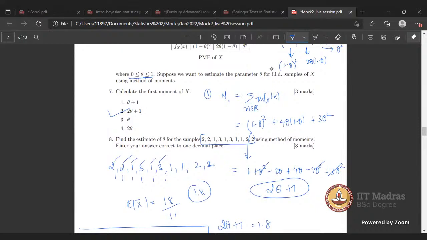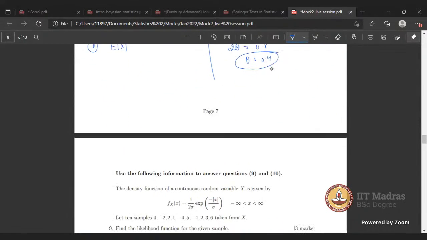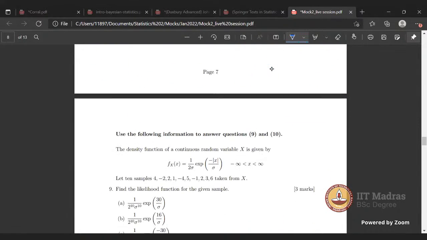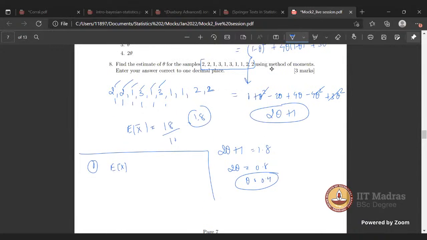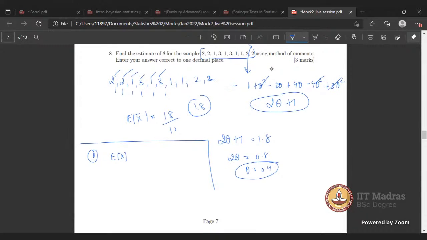Another method? Which other method? Of finding individual probabilities of 2, 1, and 3. We can get it like that also. That is the likelihood method. Probability of 2, that we do in likelihood. We'll come to it also.